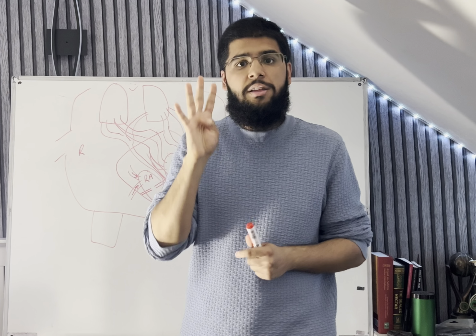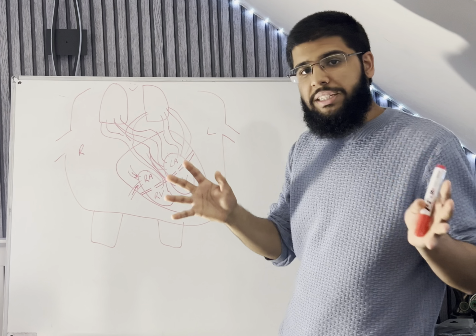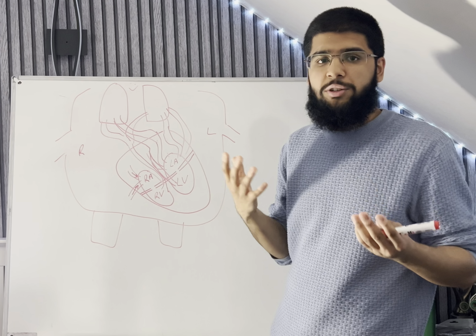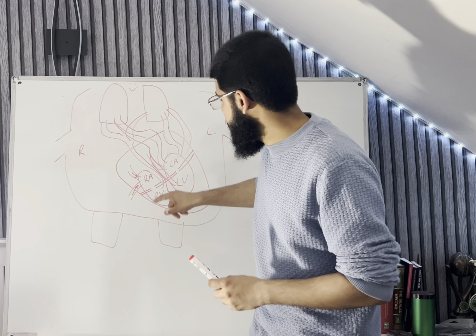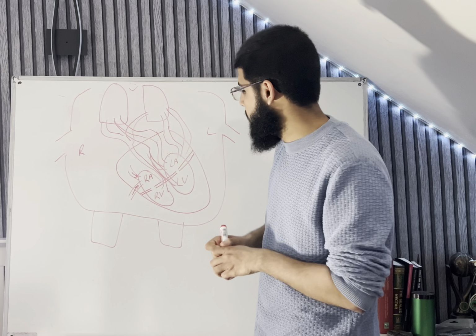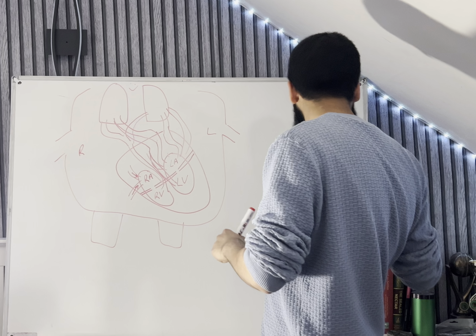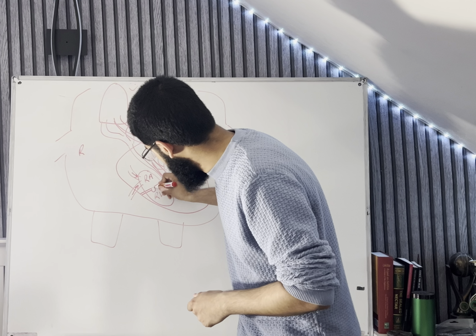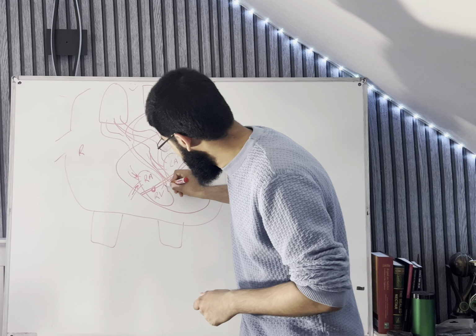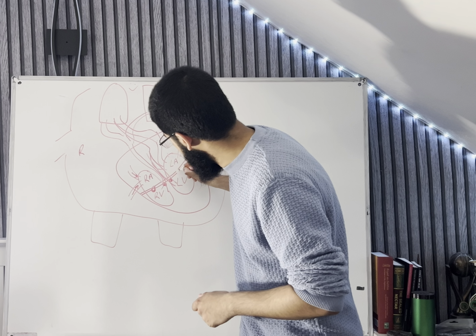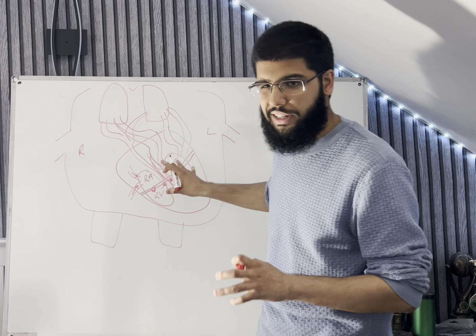Now, final thing, the 4 valves. For this, I like to think of the rule, or I like to call it TPAM. Let's first think about where the valves are. Have I got a different pen? Nope, that's a permanent marker. So I'll just draw a bit of a circle here, here, here, and here, just so it can stick out a bit more.